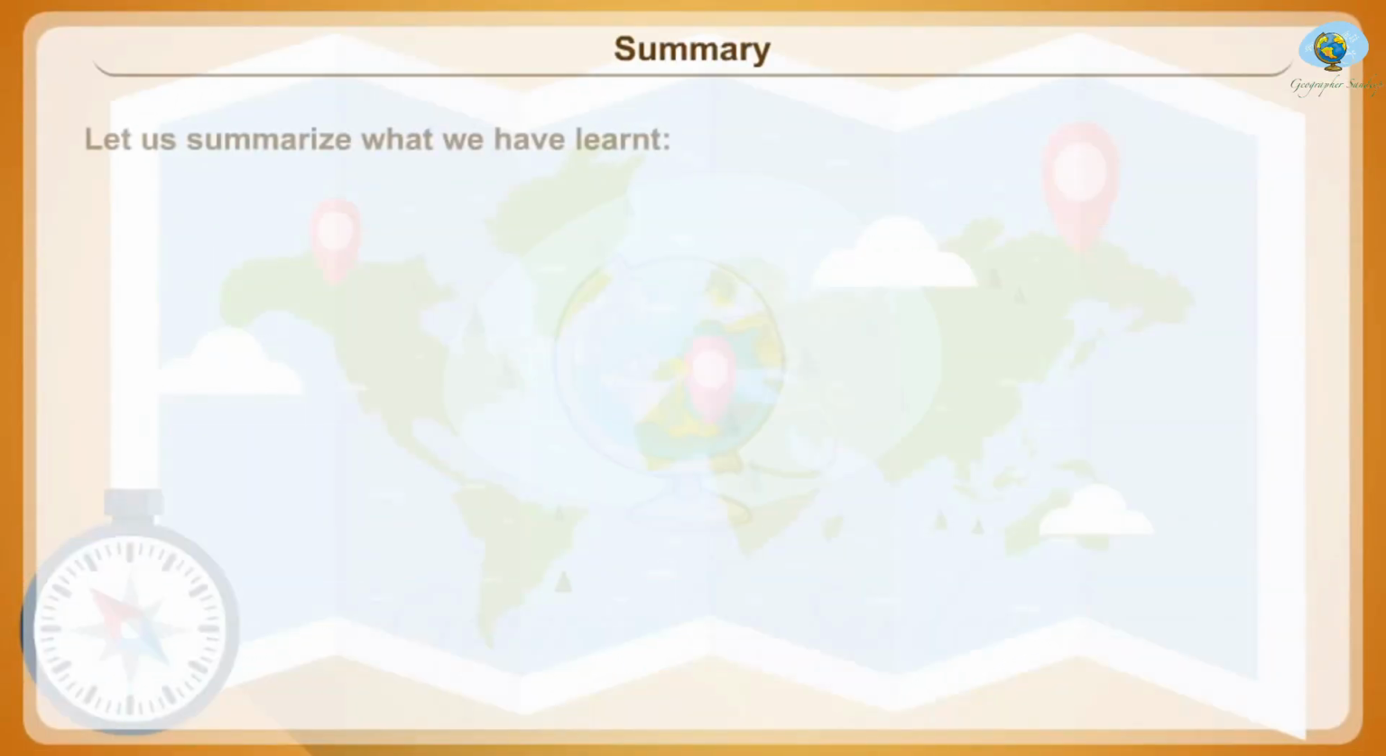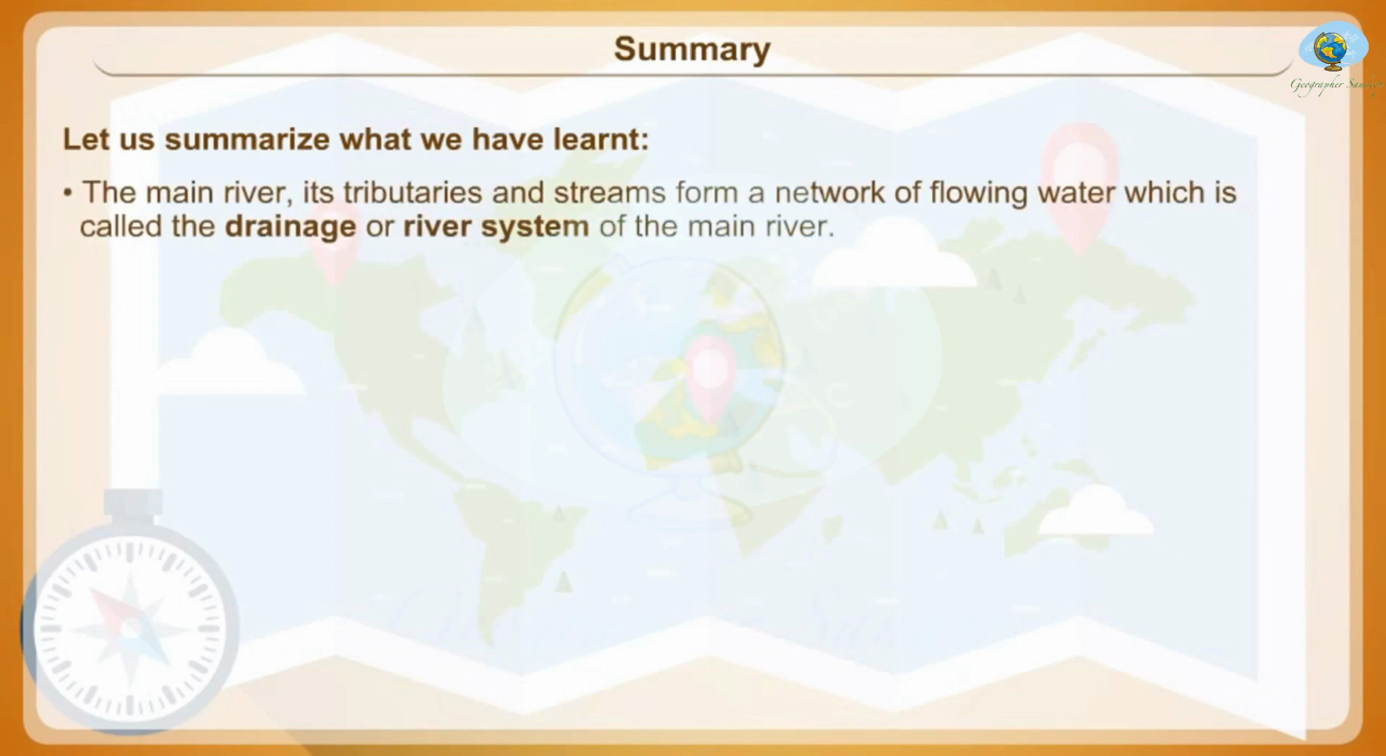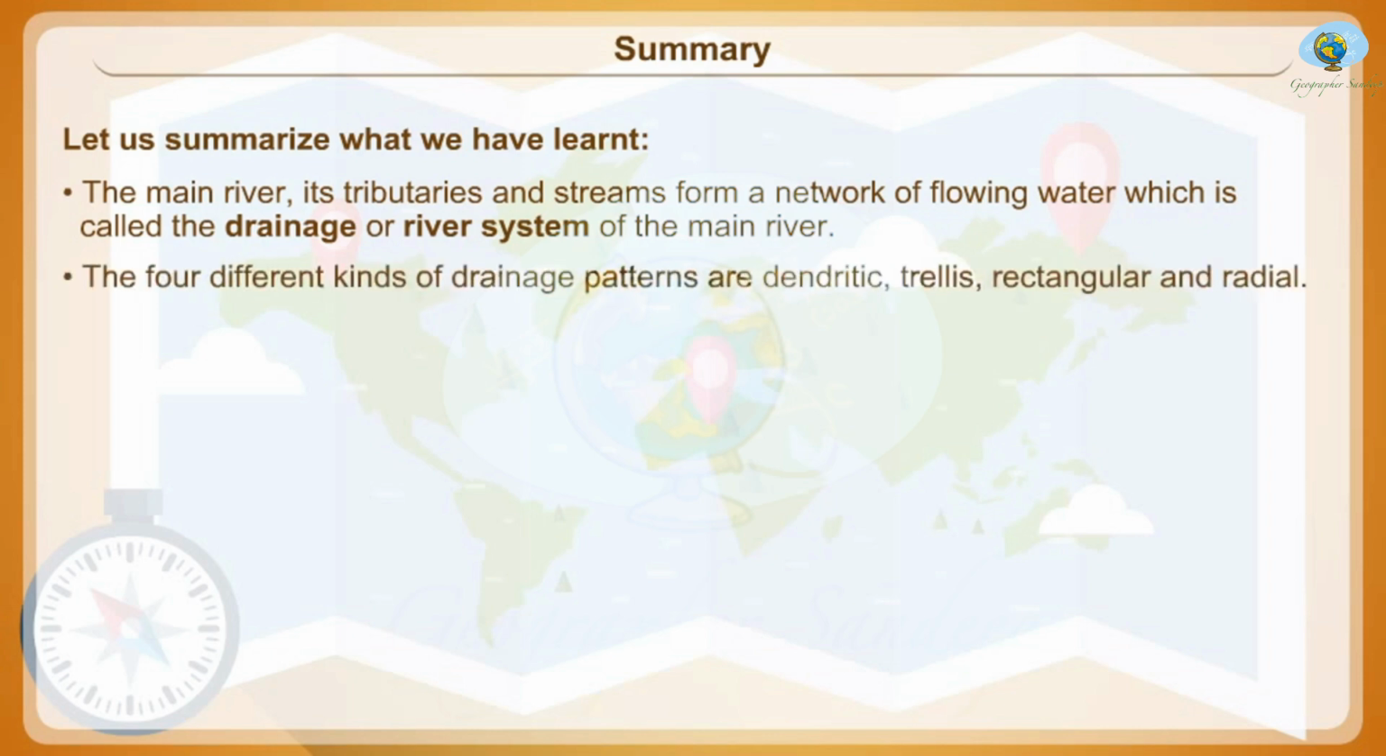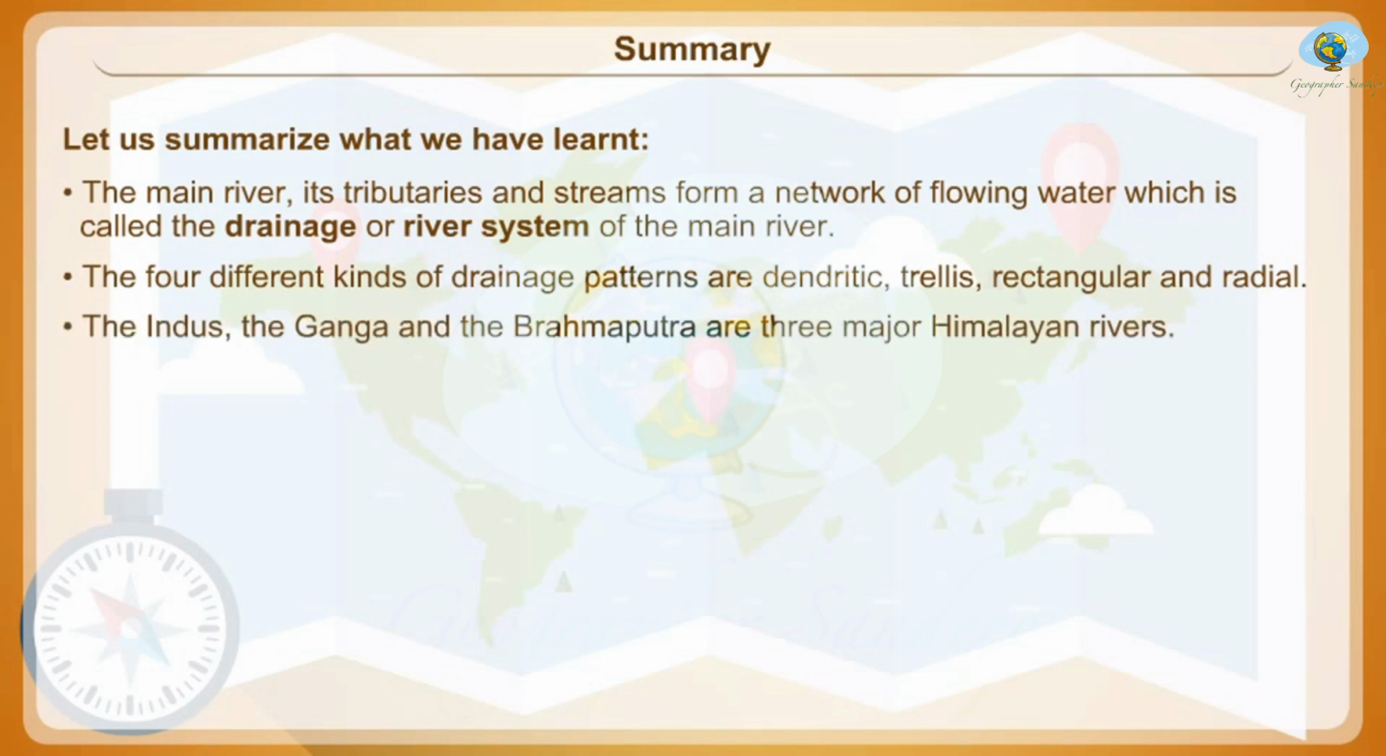Summary. Let us summarize what we have learned. The main river, its tributaries and streams form a network of flowing water which is called the drainage or river system of the main river. The four different kinds of drainage patterns are dendritic, trellis, rectangular and radial. The Indus, the Ganga and the Brahmaputra are three major Himalayan rivers. Most part of the Indus River system lies in Pakistan.